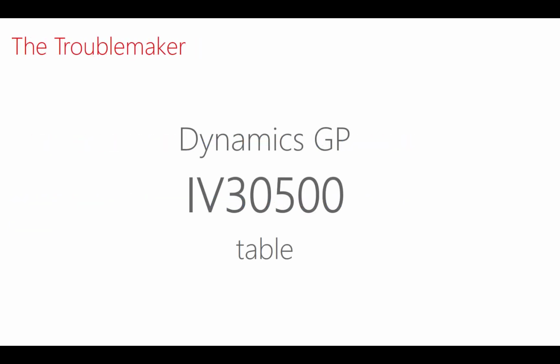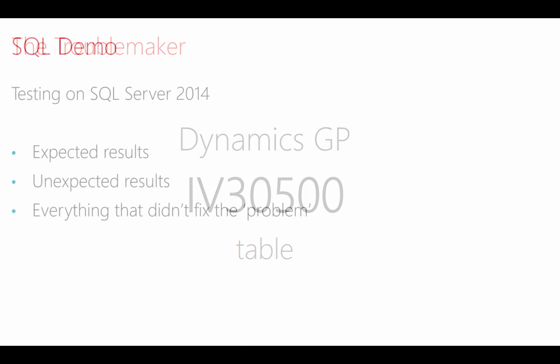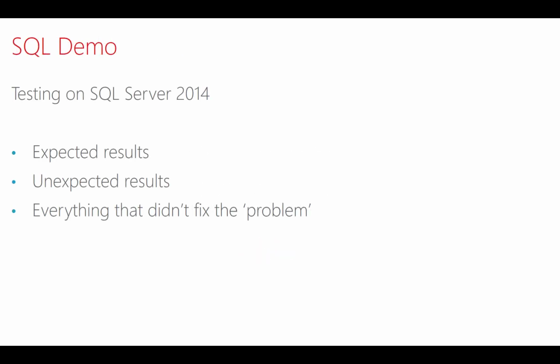But after doing some additional queries, I came across the lovely Dynamics GP IV30500 table. And this is an inventory transaction table. There was nothing special about it except that it happened to have 140 some thousand rows, so I was able to do some tests with a table with a little more data than normal in the GP test company. So let's take a look at some sample queries.